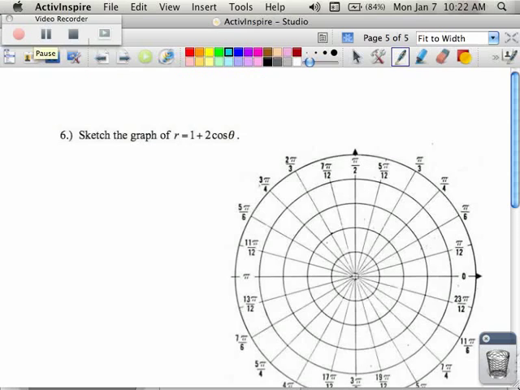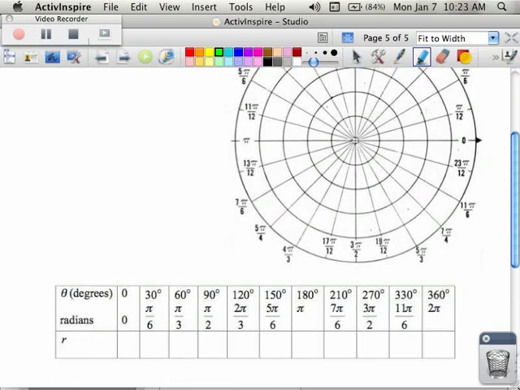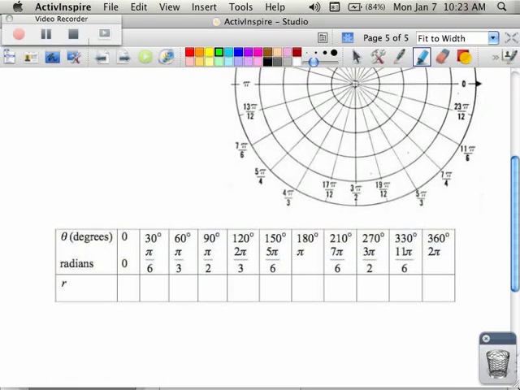Okay, so I'm going to jump to number 6 now, and the reason I'm jumping to number 6 is because it's also a limicon. And you can tell it's a limicon because as you look at the equation, you see a plus or minus in between the constant and the trig function. And so I'm going to go and look at how to graph this thing. We've already done one of these. So I'm just going to give you the coordinates down below, and then we'll graph it.